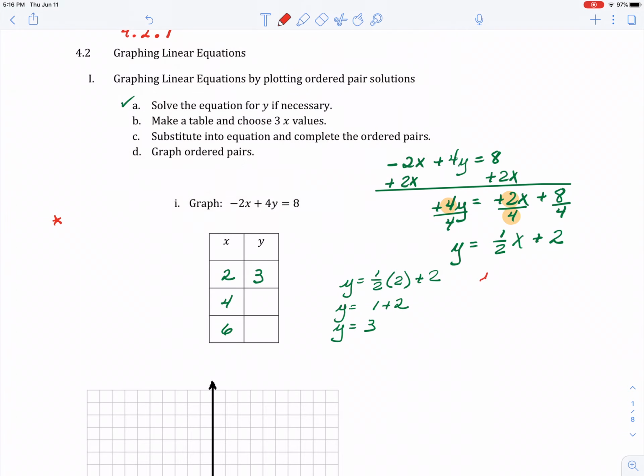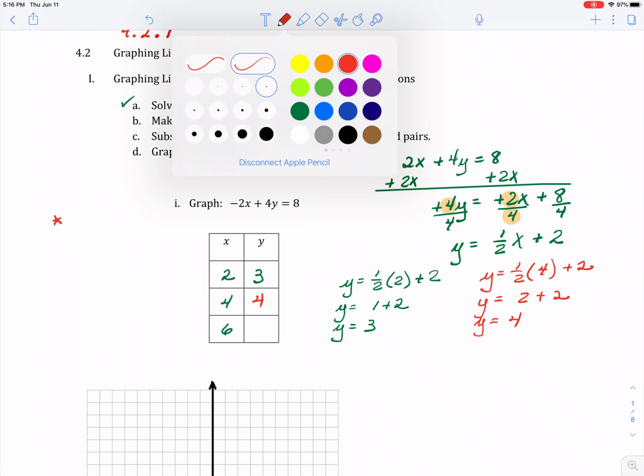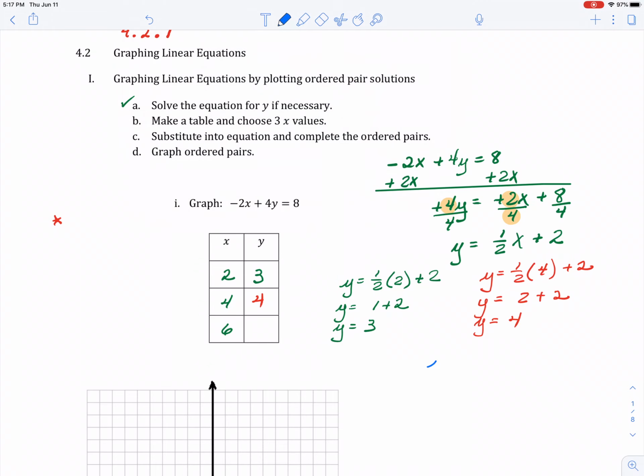Okay, second time through, x is 4, 1/2 of 4 is 2, and 2 plus 2 is 4. And the third time through, x is 6, 1/2 of 6 is 3, and 3 plus 2 is 5. So there are my 3 points.